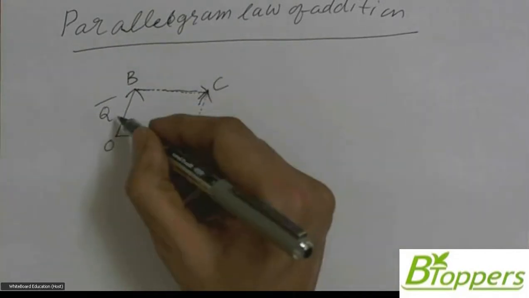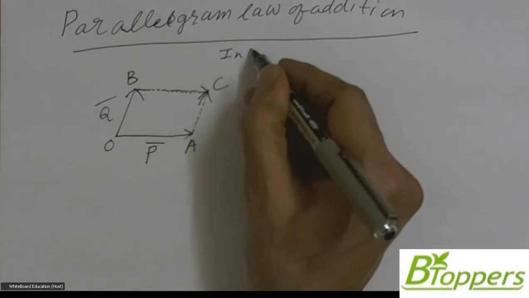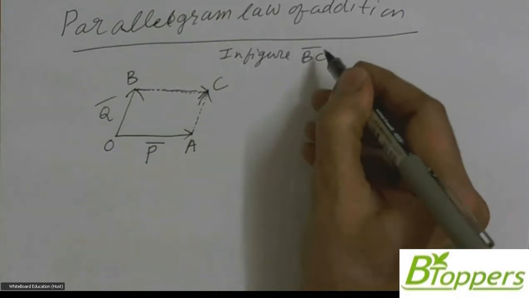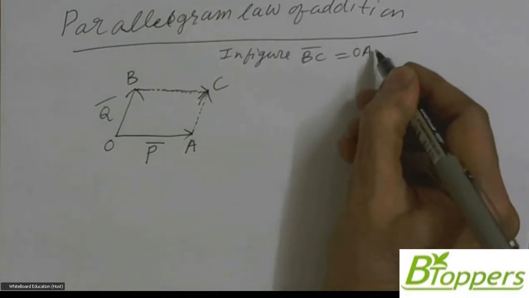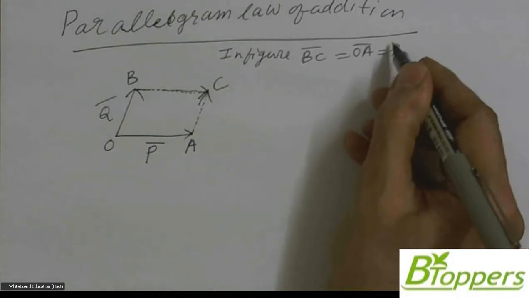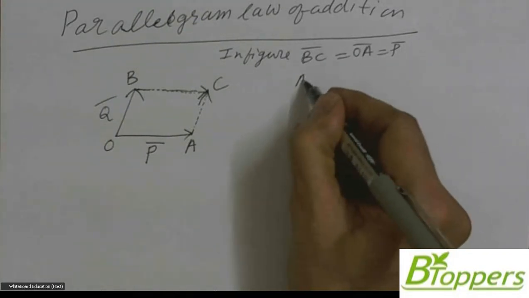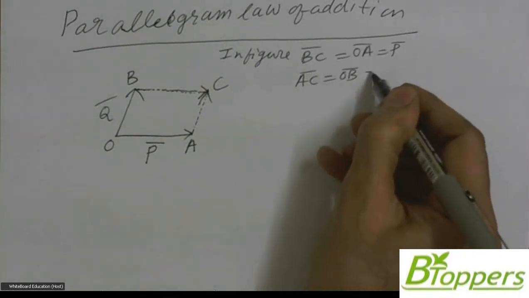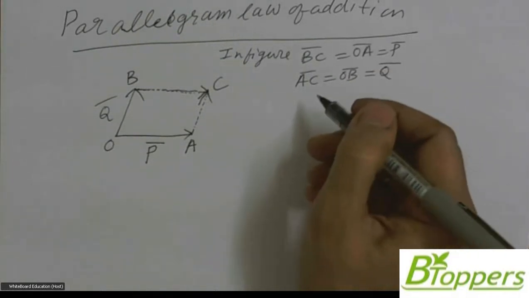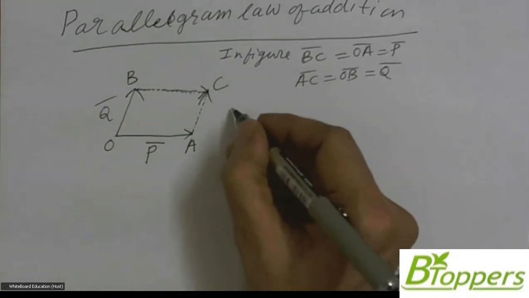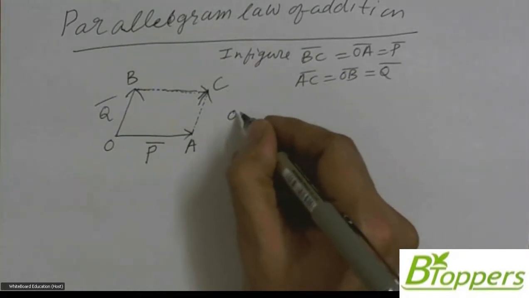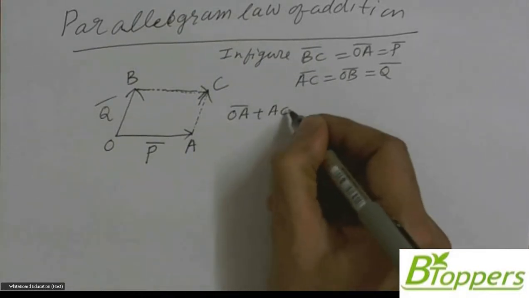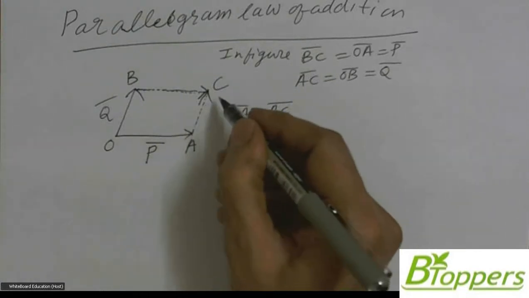So from the figure, we can say BC bar equal to OA bar equal to P bar, and AC bar equal to OB bar equal to Q bar. So from the triangle law of addition of vectors, we can write the vector sum of OA bar and AC bar will be equal to OC bar.